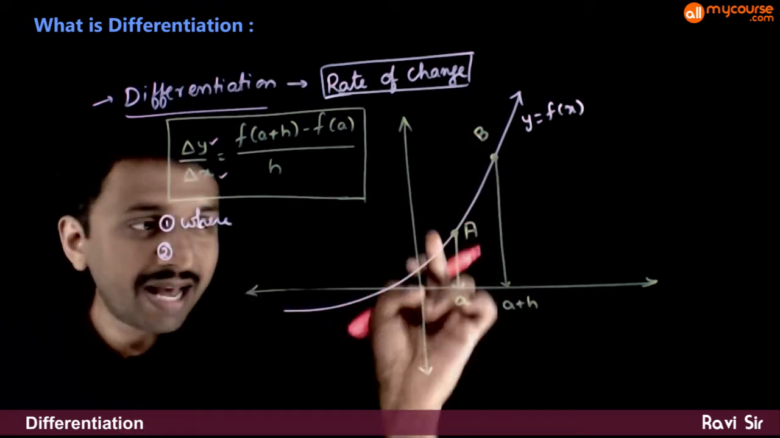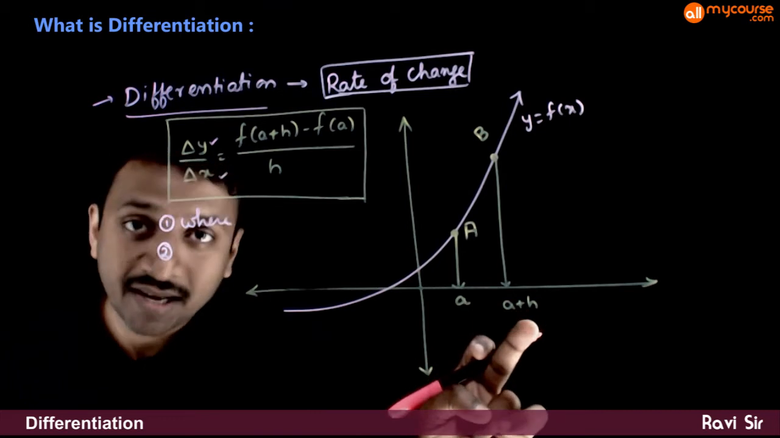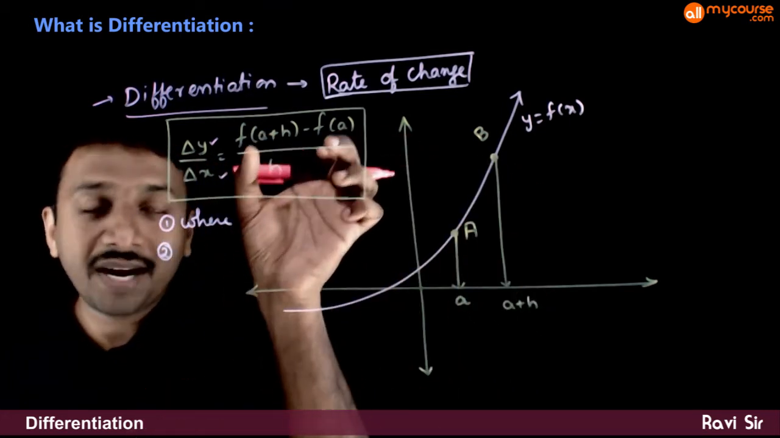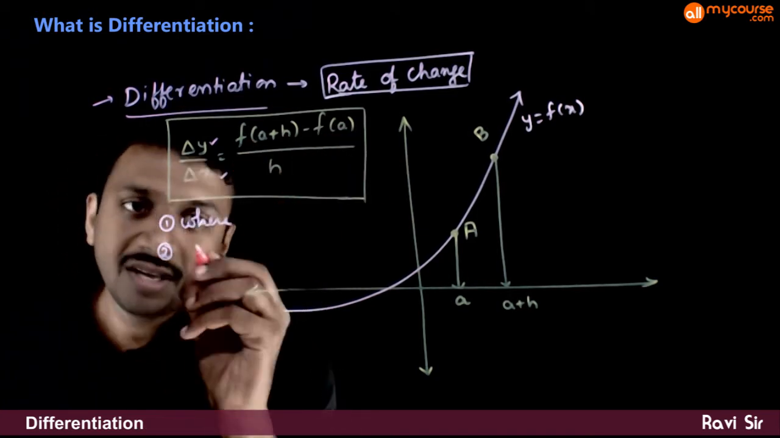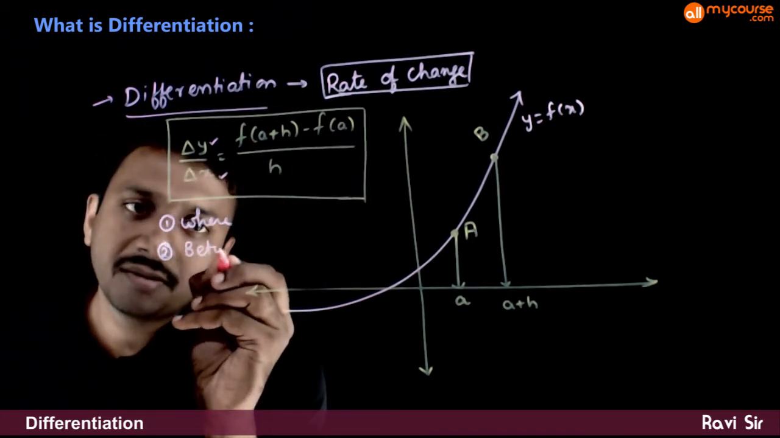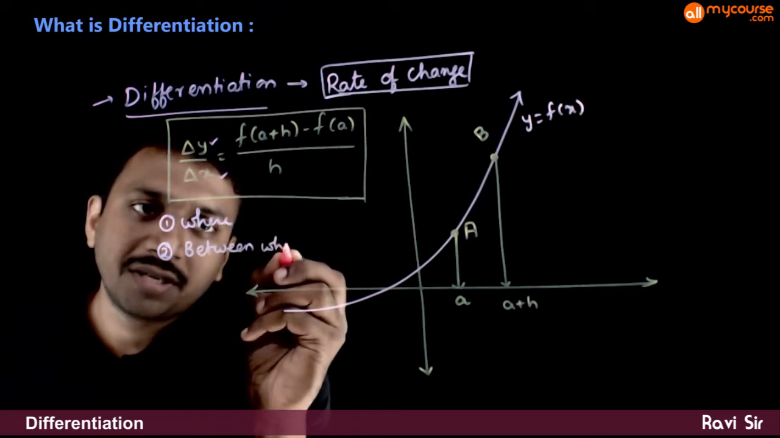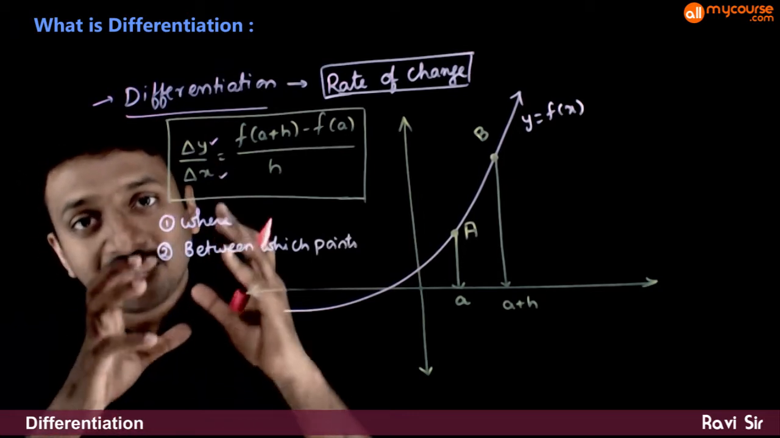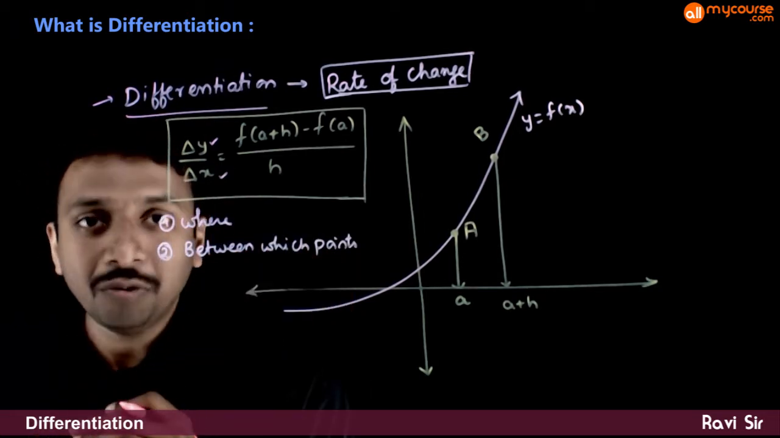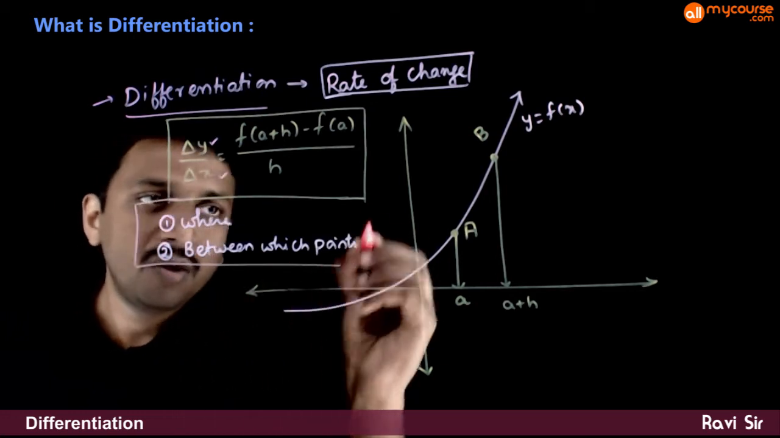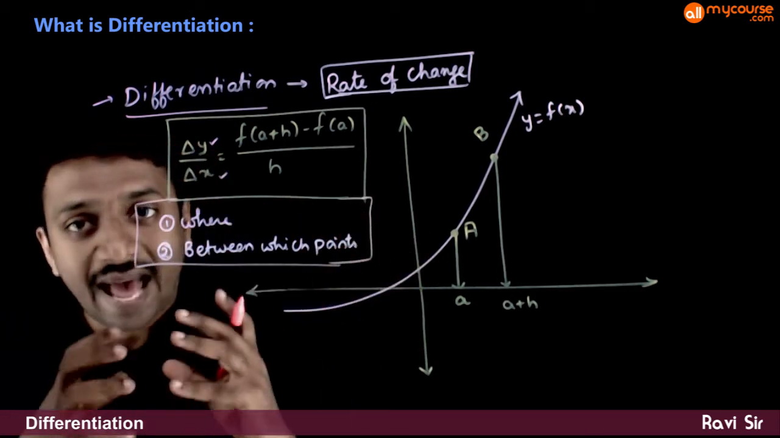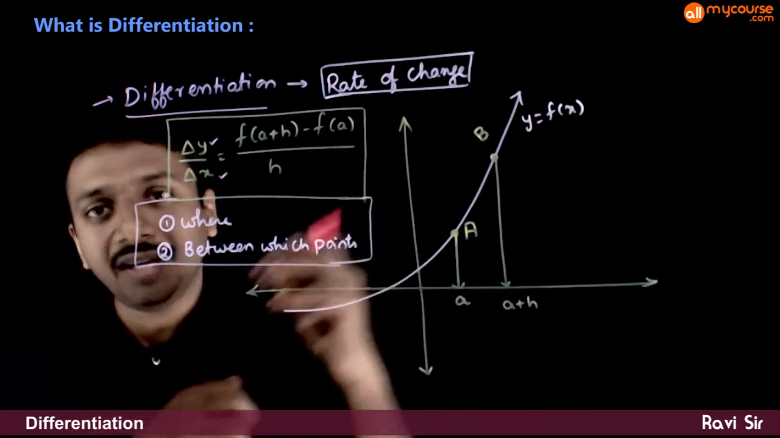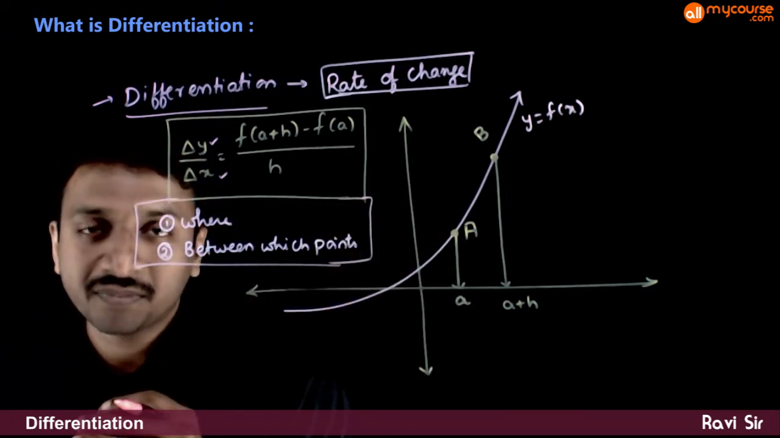The first point has coordinates (a, f(a)). The second point has coordinates (a + h, f(a + h)). Then you can find the change in y by change in x. So where should you measure, and from where to where should you measure? These are the 2 questions which you need to ask if you want the average rate of change of y with respect to x between any 2 given points.